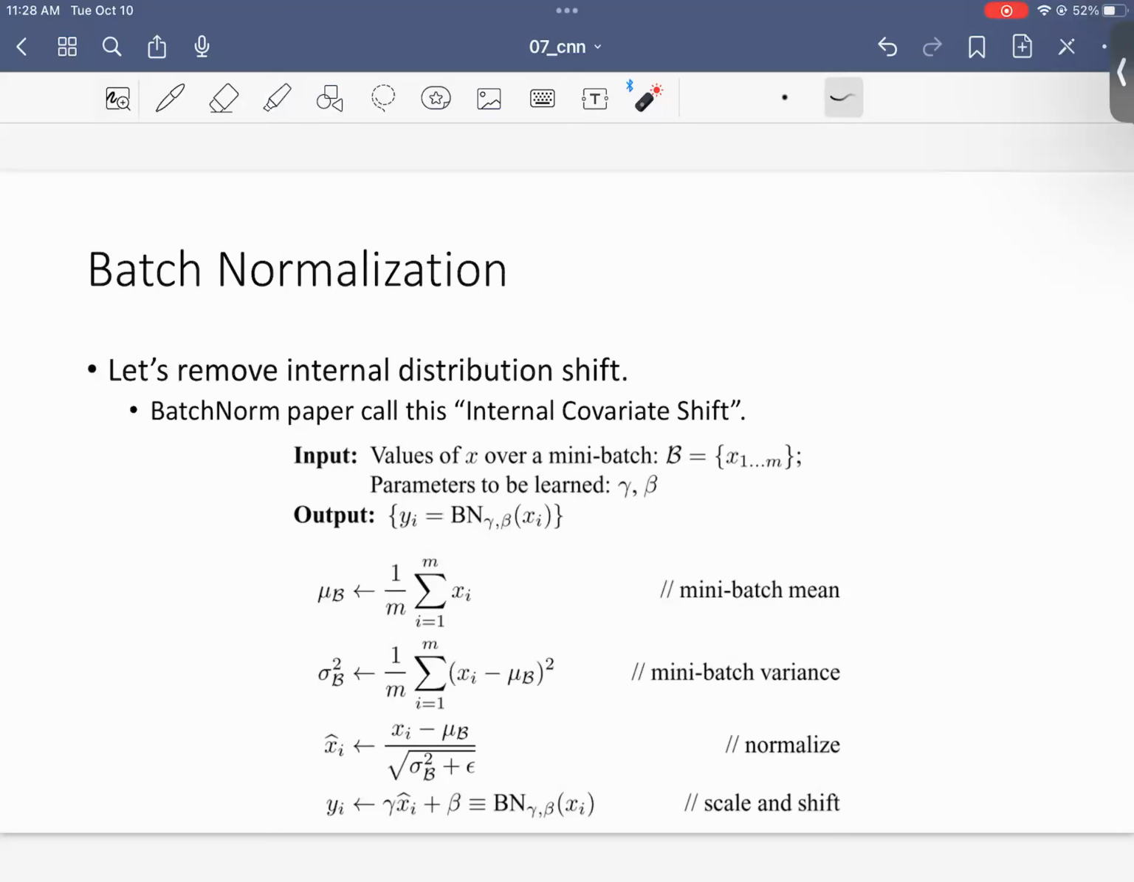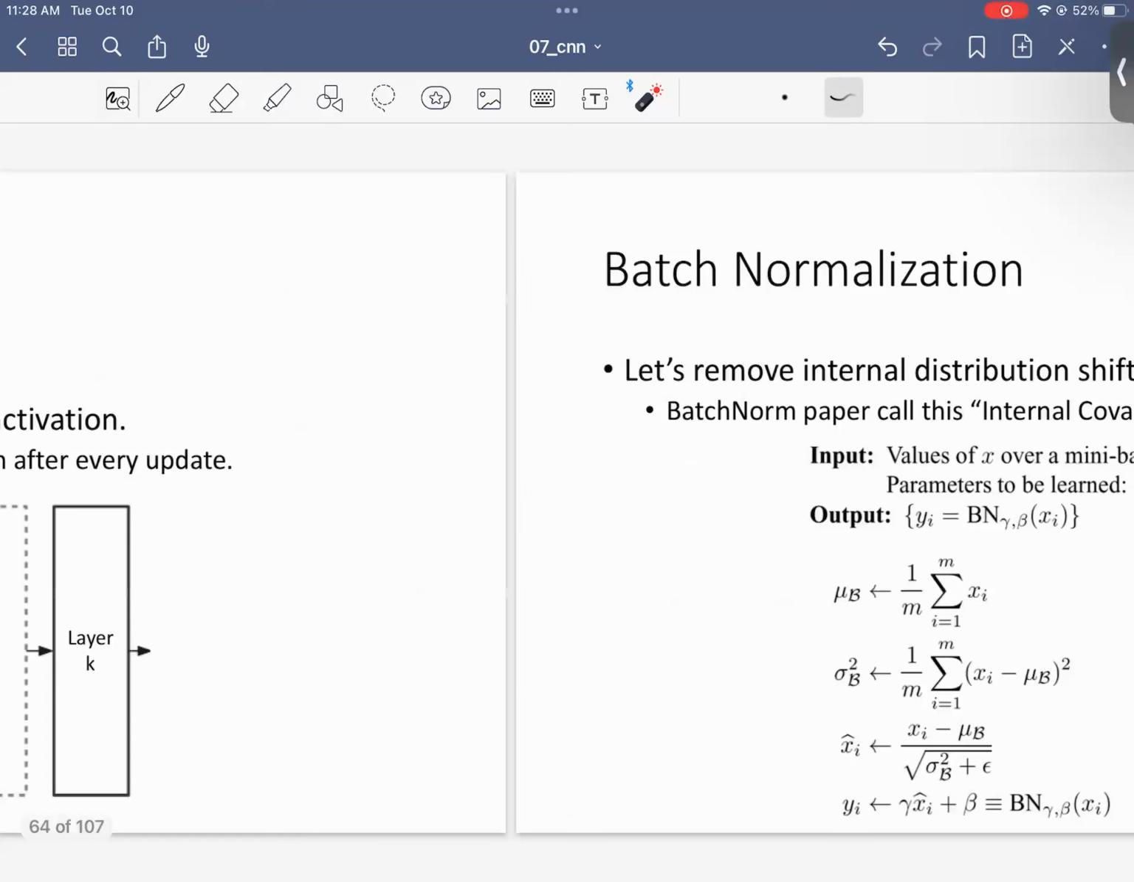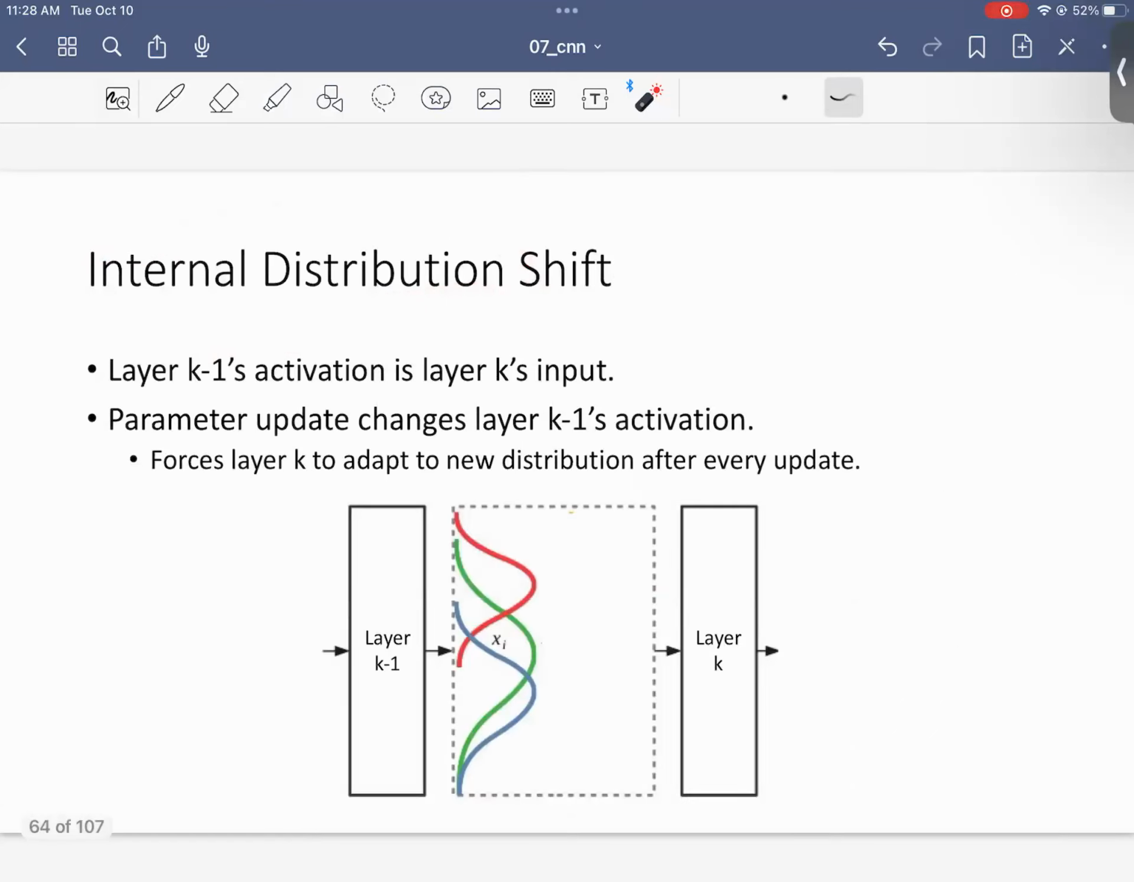The idea of batch normalization is: let's remove internal distribution shift, because this was a problem for training your model. And how do we remove it? It's pretty simple. You just normalize the output of your layer, for all the layers. Then your output will always have the same distribution, so that your next layer will be very comfortable taking it in and updating it at each iteration, or at each backprop. So that's the whole idea.